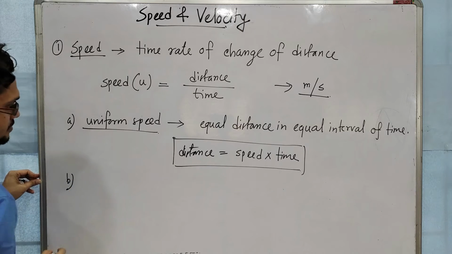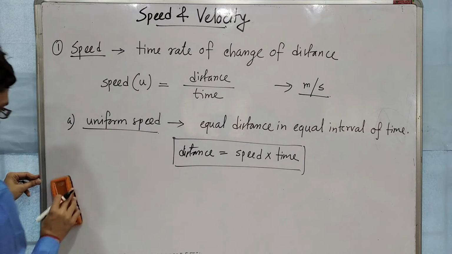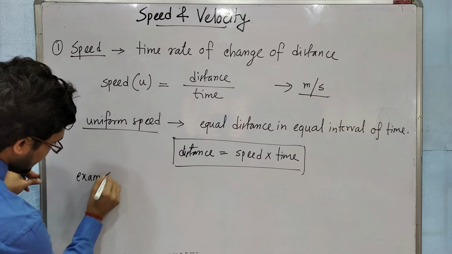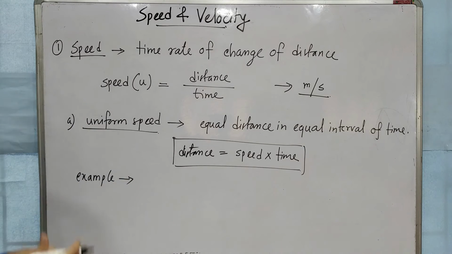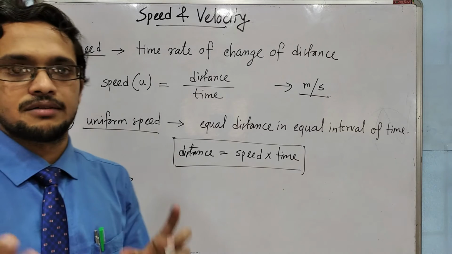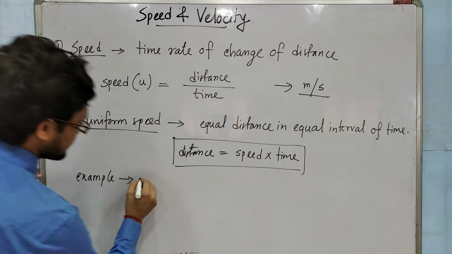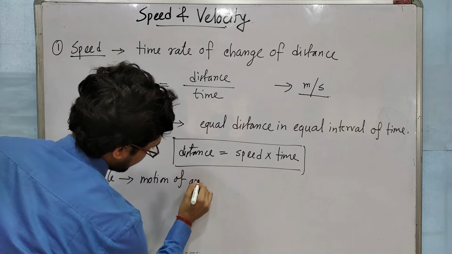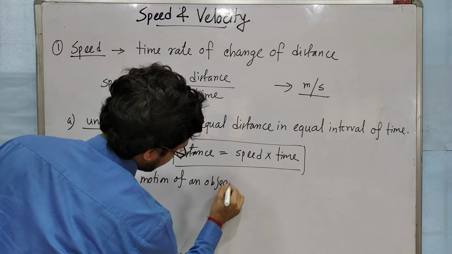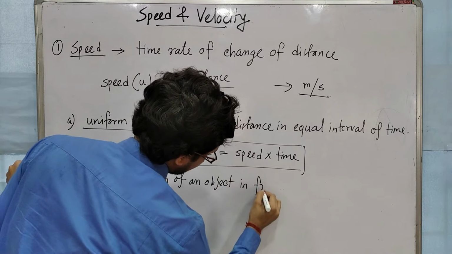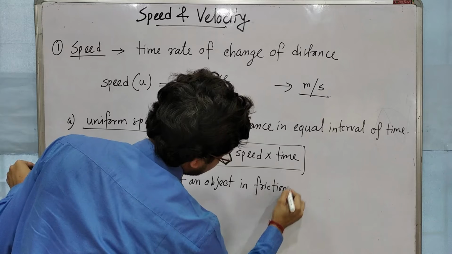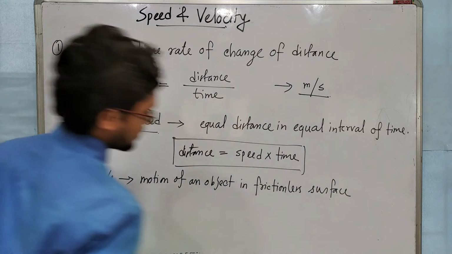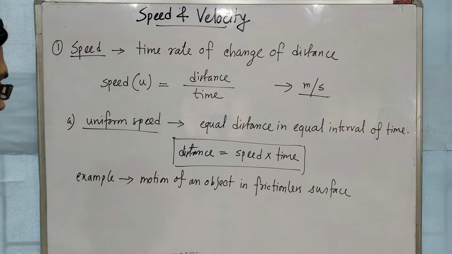We give one example here. Example is motion of an object in frictionless surface. Okay, this is an example.